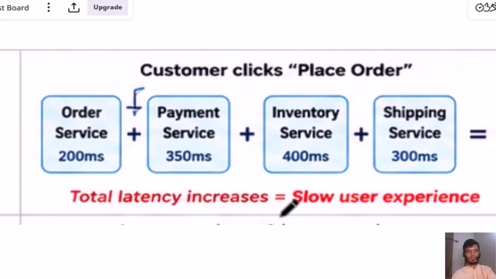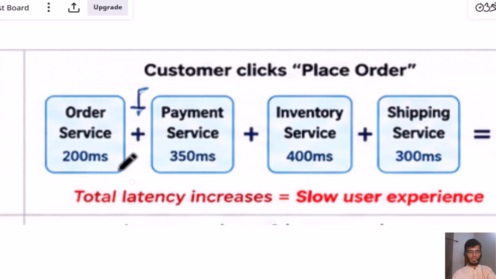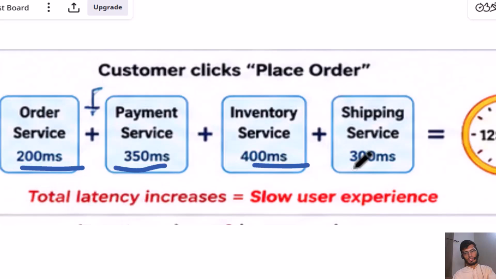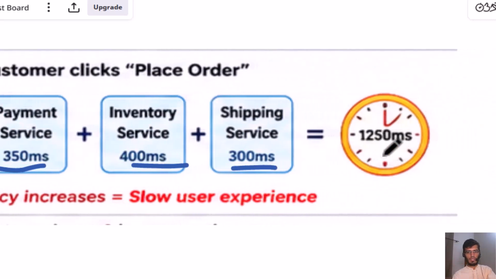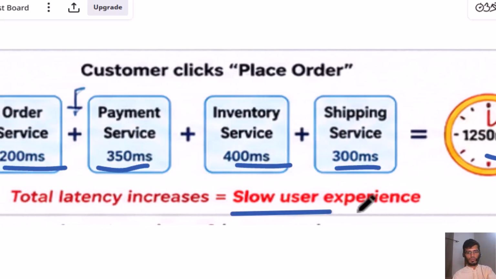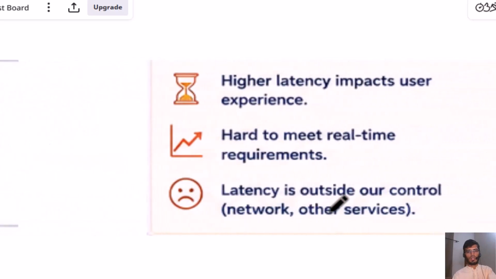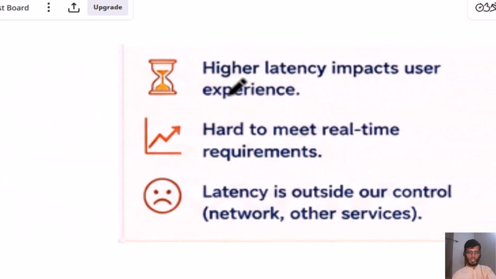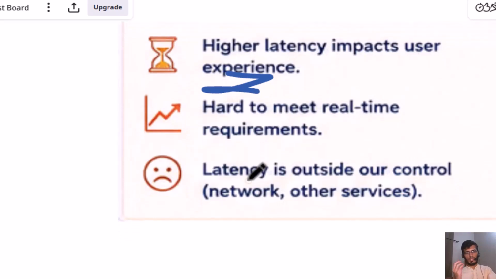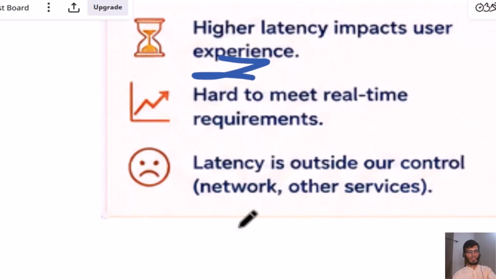In a software world example, you click on the buy now button, and the order service will call the payment service. So see, all these milliseconds will be aggregated, and so user experience will be affected. And why is it challenging? Because user experience will be affected. And remember, this latency is not in our control, the network is not in our control.